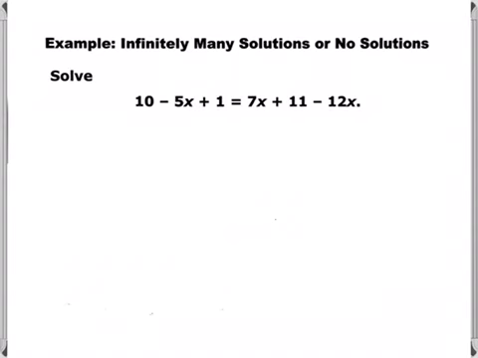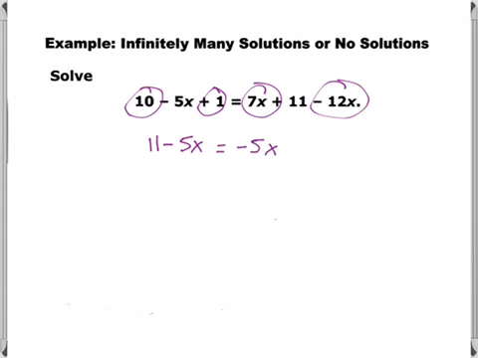So let's go ahead and solve this first example. The first thing we need to do is combine like terms where necessary. So 10 and positive 1, and then 7x and negative 12x. So on the left, this simplifies down to 11 minus 5x. On the right, we get negative 5x plus 11. The first thing I'm going to do is go ahead and add 5x to both sides.